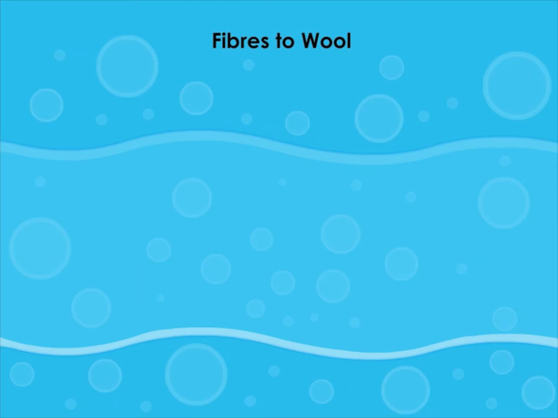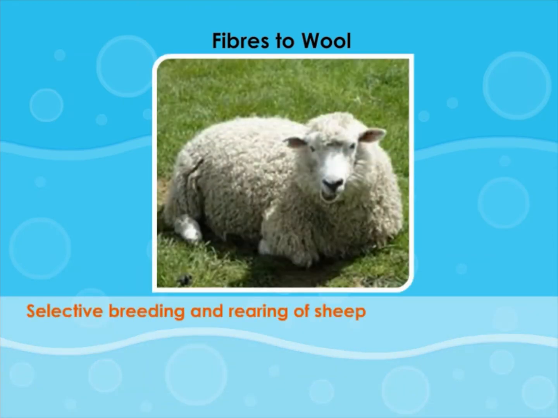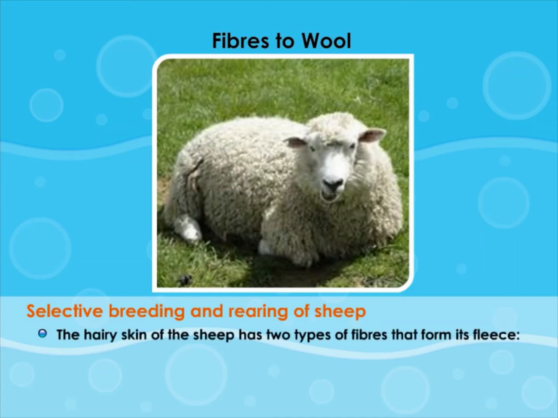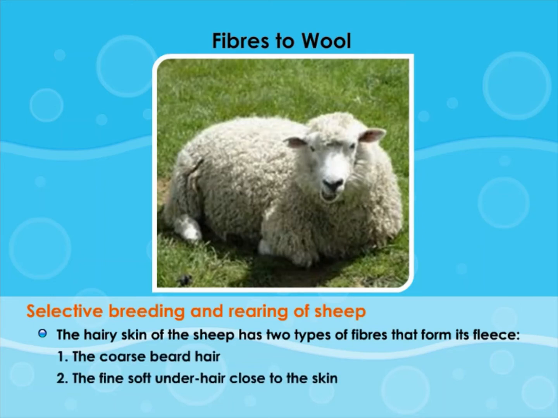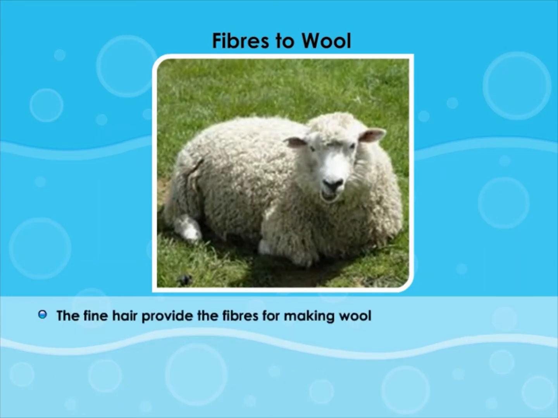Fibers to wool. Selective breeding and rearing of sheep. Let us see about selective breeding. The hairy skin of the sheep has two types of fibers that form its fleece. 1. The coarse beard hair. 2. The fine, soft underhair close to the skin. The fine hairs provide the fibers for making wool.